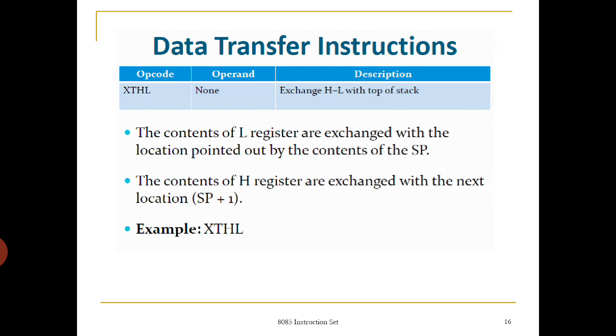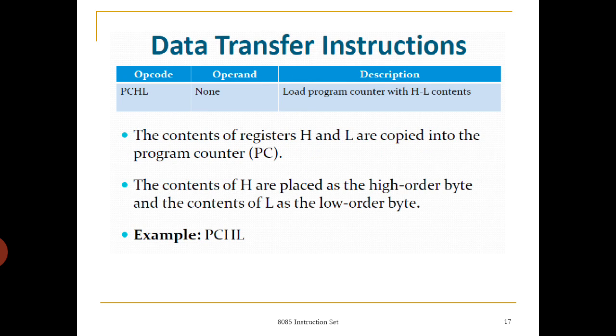Then the next data transfer instruction is XTHL. XTHL means exchange HL with the top of the stack. So the content of the L register is exchanged with the location pointed to by the content of SP. The content of the H register is exchanged with the next location, that is SP plus 1. So the H register's contents are exchanged with which location? That is, the top of the stack plus 1. That is XTHL. So this is an example, XTHL.